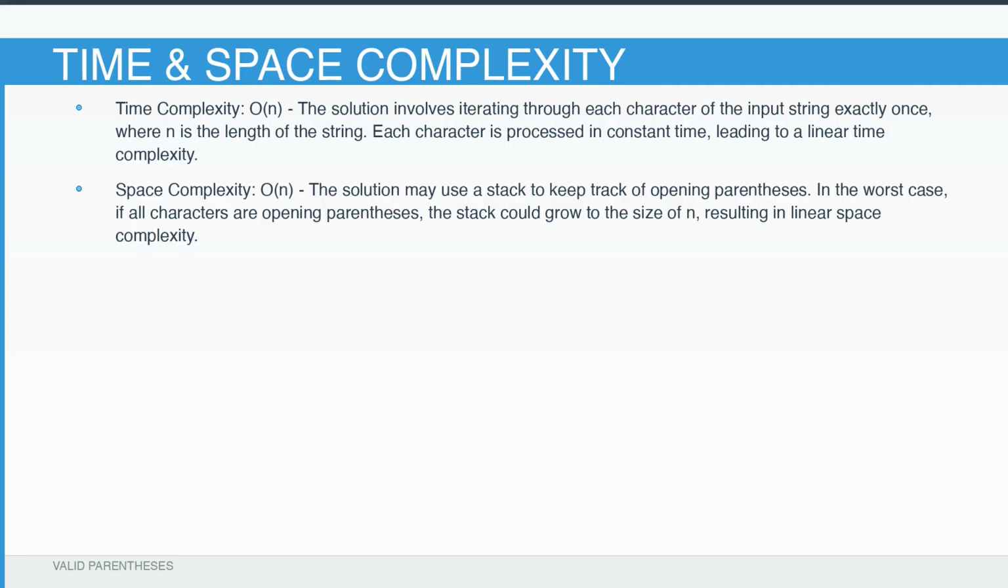Now, for space complexity, we also have O(n). This is primarily due to using a stack to keep track of the opening parentheses. In the worst-case scenario, if the input string consists entirely of opening parentheses, our stack will need to store all of them. Therefore, the space we use can grow to match the length of the string. Understanding these complexities helps us grasp how our solution will perform, especially with larger inputs.